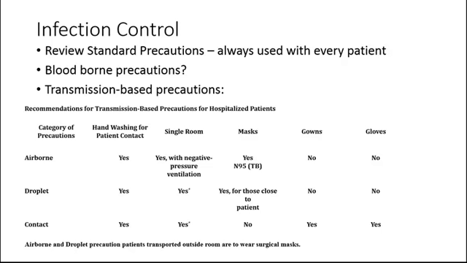You know that with bloodborne precautions, anytime you're going to access blood, you need to wear your gloves. If you expect to have some splatter, then you need to wear your gown, okay? And then, of course, we have transmission-based precautions.